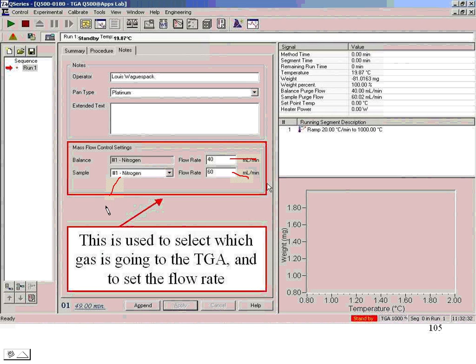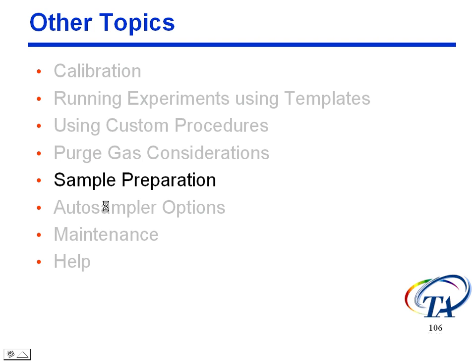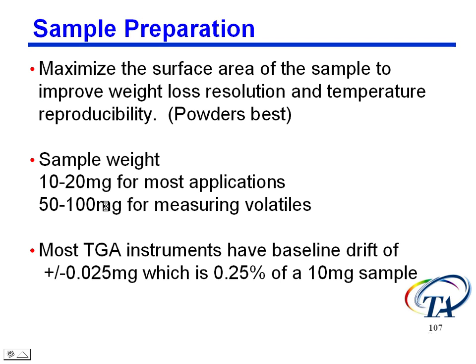Sample preparation. Generally, you want to maximize the surface area of the sample to improve weight loss resolution and temperature reproducibility. What does that mean? Powders are best. A powder that's spread evenly over the bottom of the pan is our best ideal sample for a TGA.